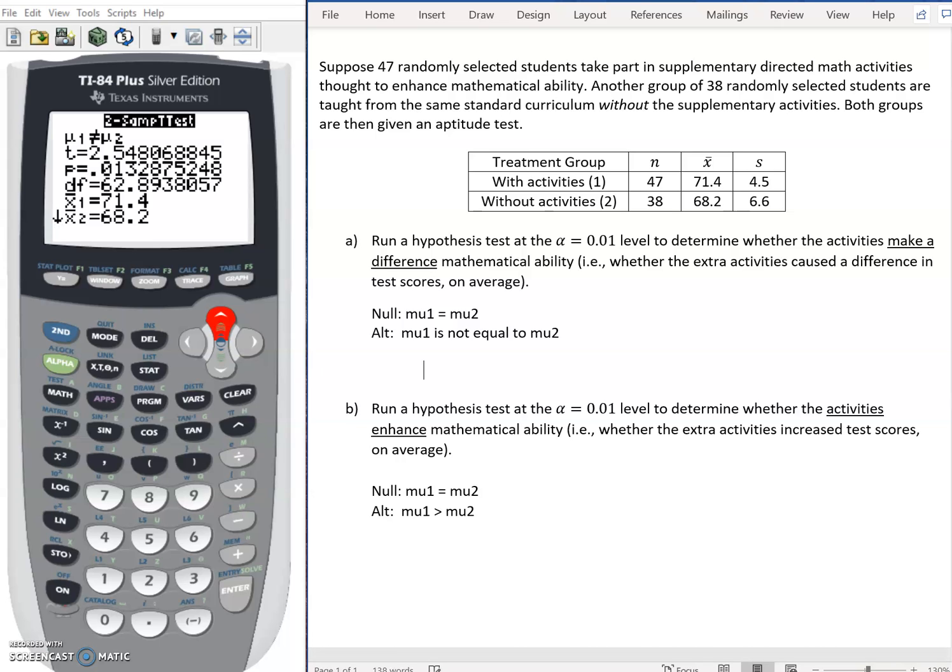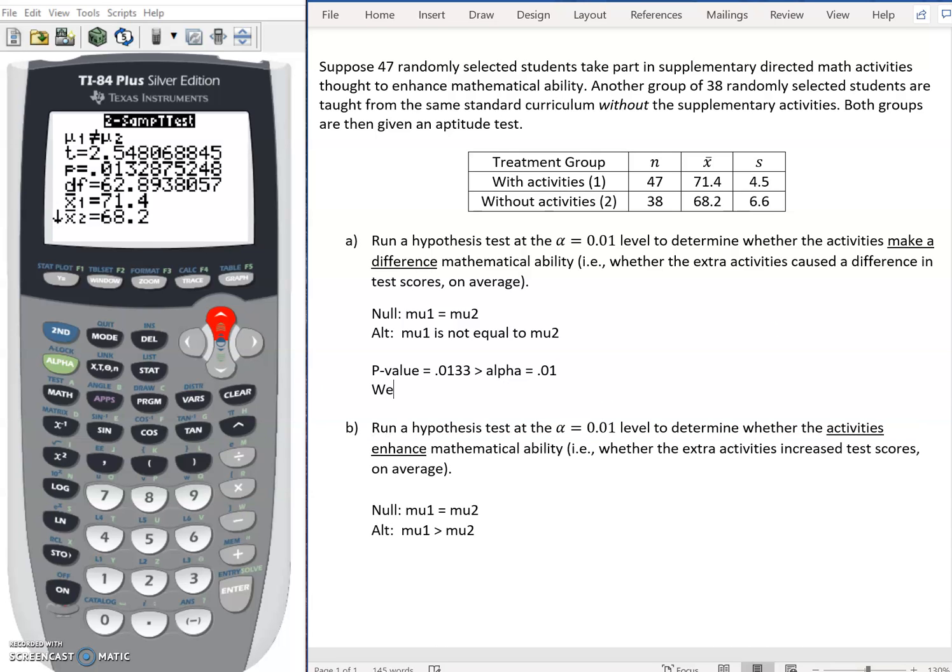So our p-value is 0.013, and I don't know, we'll go to one more decimal place. So 0.0133. Now this is greater than alpha, which is 0.01. So basically our sample results were not rare enough to reject the null. So we're going to say we fail to reject the null hypothesis.